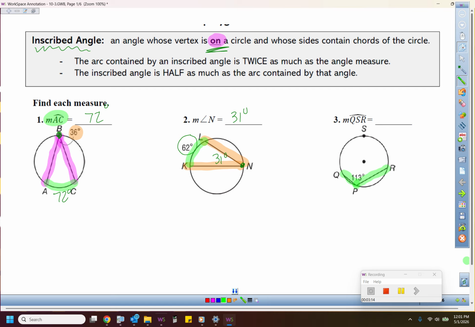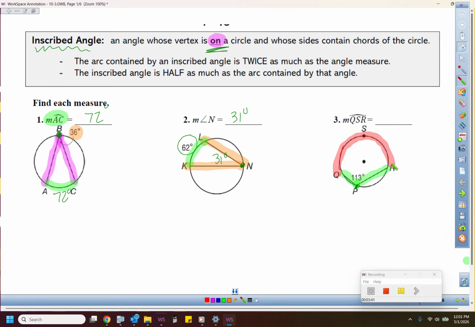So I highlighted that angle. It's even tough to see with this little bitty chord right here. It's so weird because the copies just don't come off very well. But it's got a vertex of P. Where is it? Inside, outside, on, or center? On the circle means 2 to 1. The arc that's contained by it would be this dude right here.